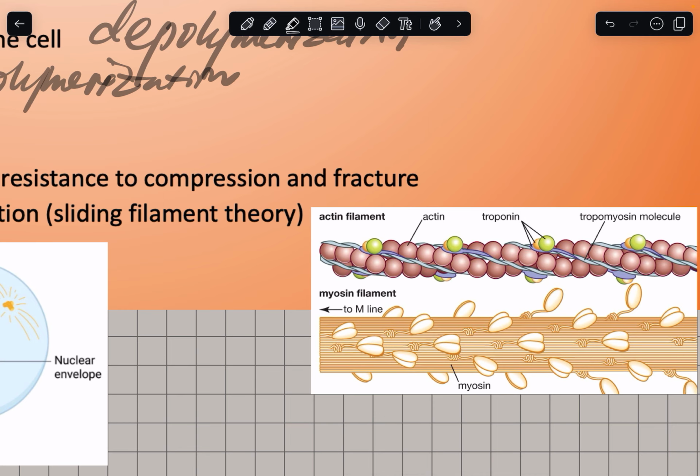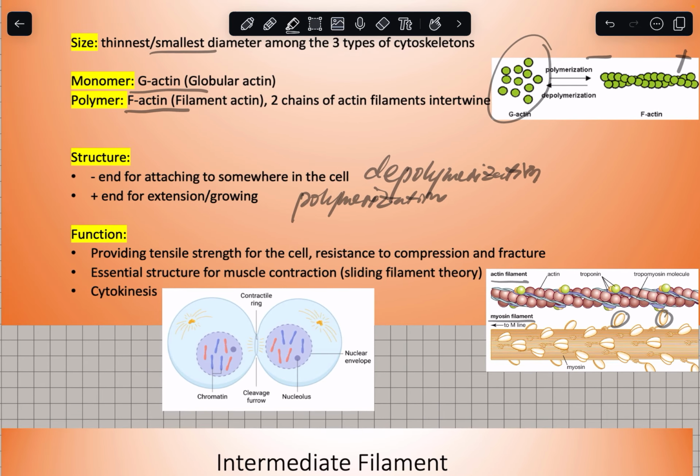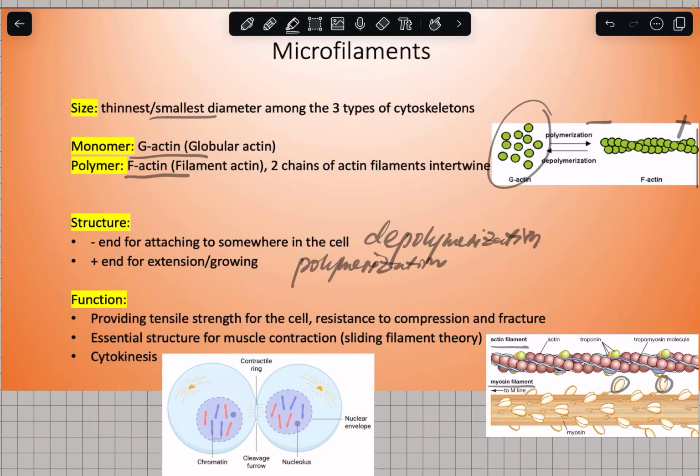Look at the structures. This is called the actin filament, and the other one is called the myosin filament. They're also called the thin filament and thick filament. These are the structures for muscle contraction. The heads you see on the myosin bind to the actin filament. After the binding, it literally physically pulls the actin filament towards the center of the sarcomere. That's how your muscle contracts. I'll make a separate video about this. This is the second function of microfilament, which is unique to microfilament.